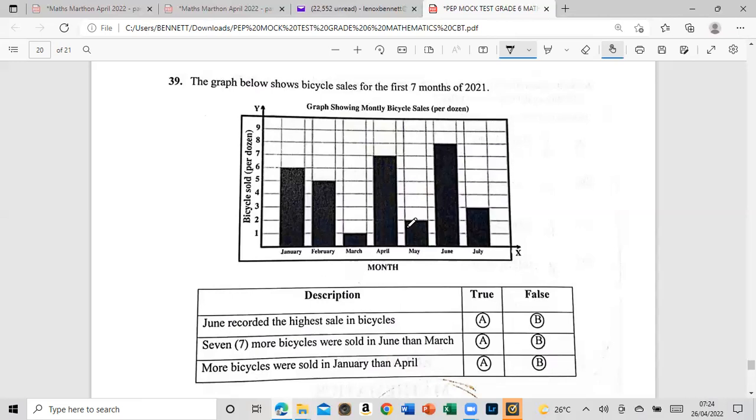All right, so you guys should be finished now. Let's see, June recorded the highest sales. The one who records the highest sales will be the highest bar. That is true. June is the highest bar, or the mode. Okay, so that is true.